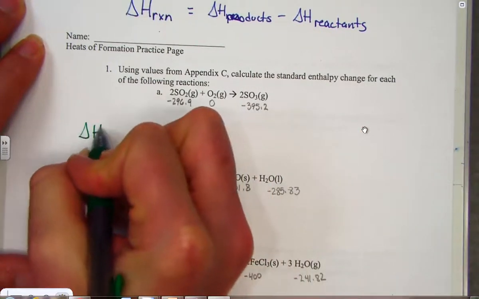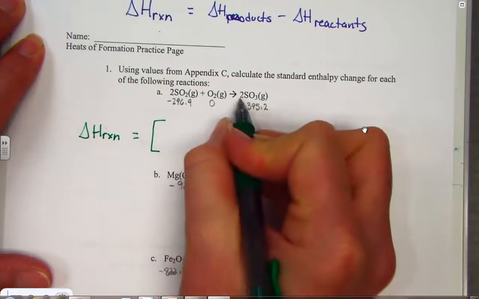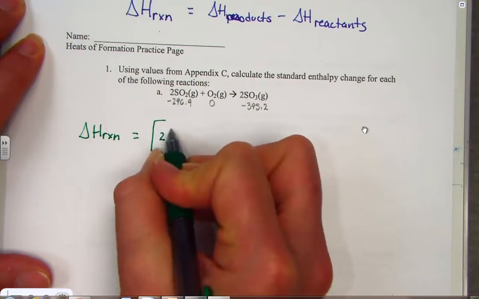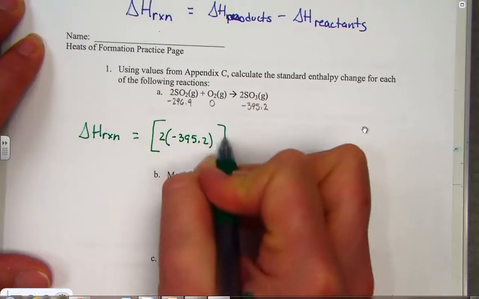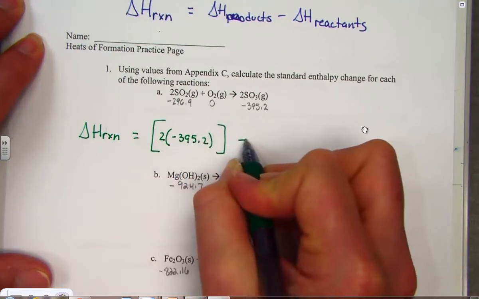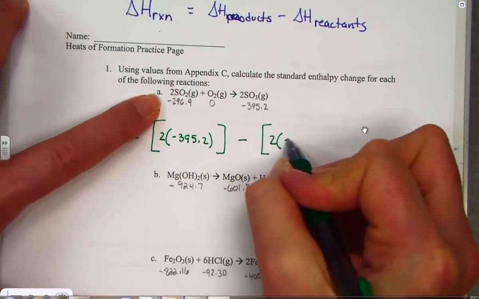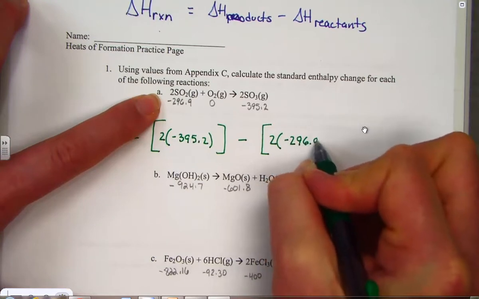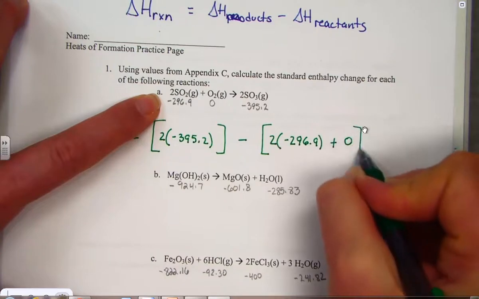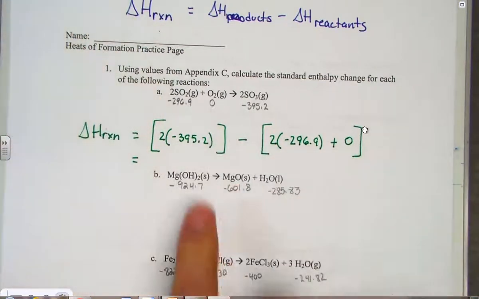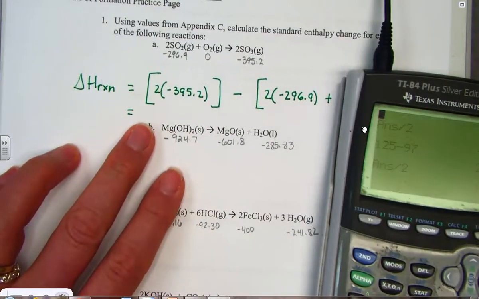So in our first equation, the product value, we have 2 units of SO3, so 2 distributed through the value of negative 395.2 is the sum of all of the products minus. We have 2 units of SO2, each at a value of negative 296.9, plus the value of molecular oxygen, which would be 0. The sum of the products minus reactants. Let's hit it together and see if we get a common answer.